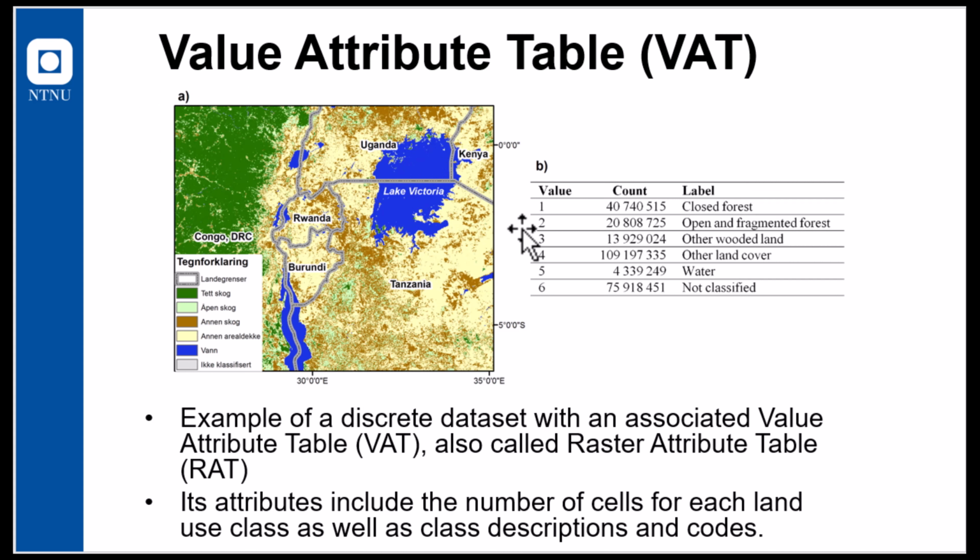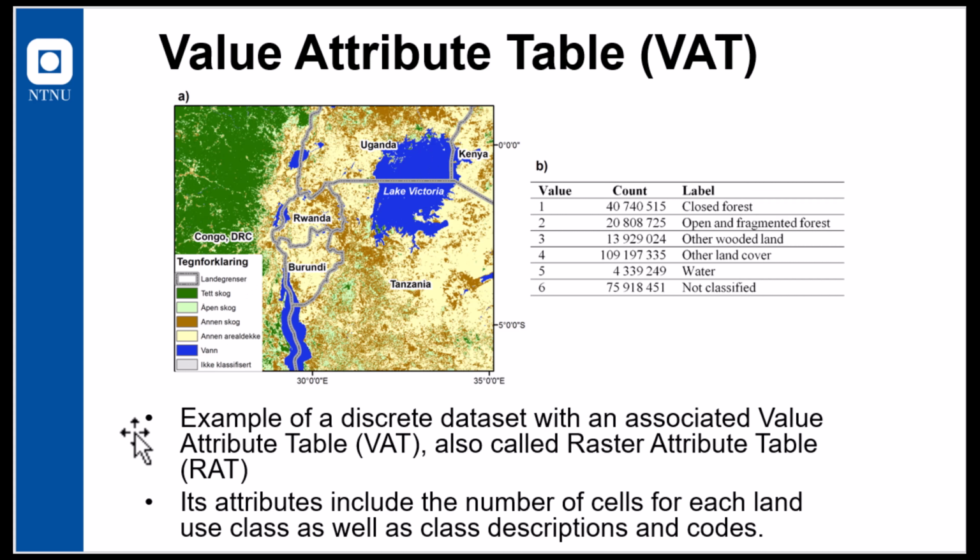The resolution here is 1 kilometer. That means that each pixel covers a ground area equal to 1 square kilometer. And this data set has 5 classes plus 1 class for pixels not being classified. So those dark green pixels represent closed forest, and the lighter green represent open and fragmented forest.